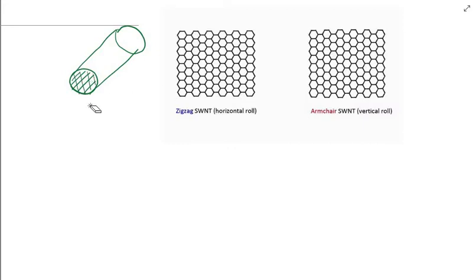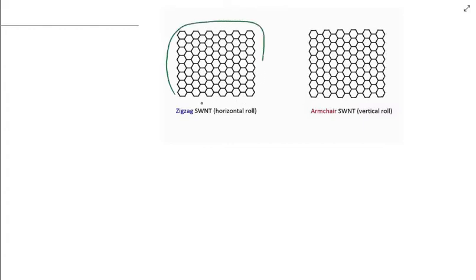Now if I roll a 2D sheet, let us say graphene, which is a 2D material, I would get something which is hollow inside. The structure that is formed is known as a nanotube.